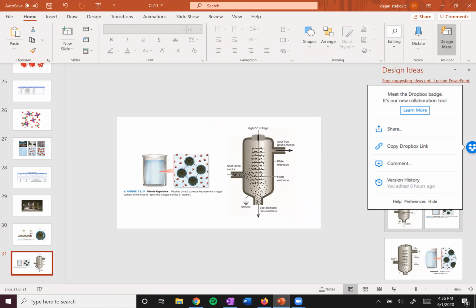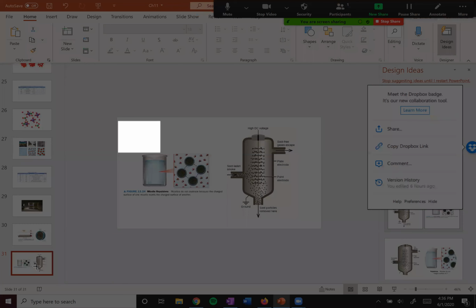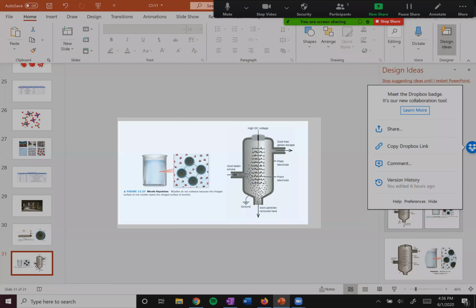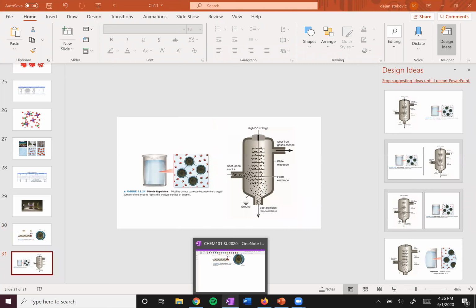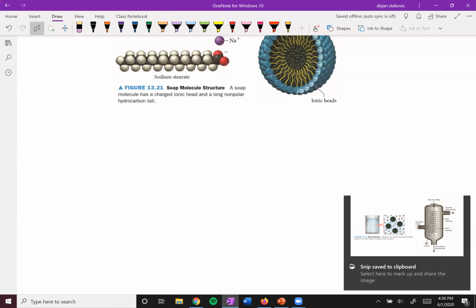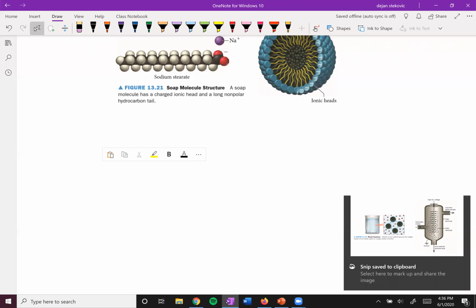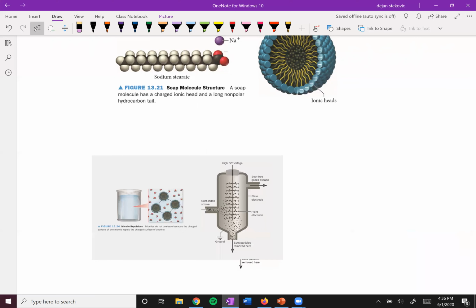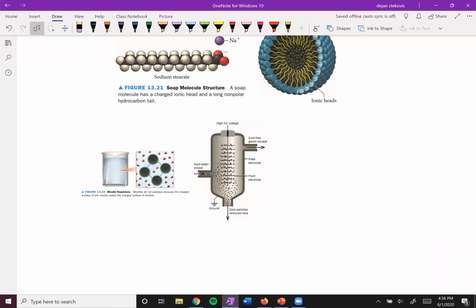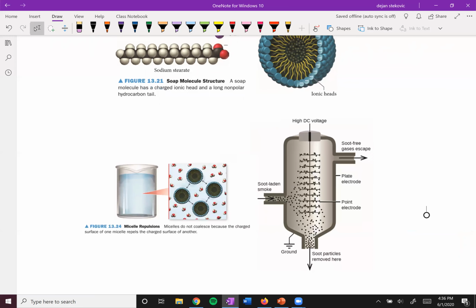The final thing that this little picture shows, it's not that important of a fact, but it's a cool little fun fact, is that these micelles, these formations of these amphiphilic compounds, often have a slight charge around them. That's what keeps them from grouping together. As you can see in this text down here, it says the micelles do not coalesce, they don't group together, because the charged surface of one micelle repels the charged surface of the other.